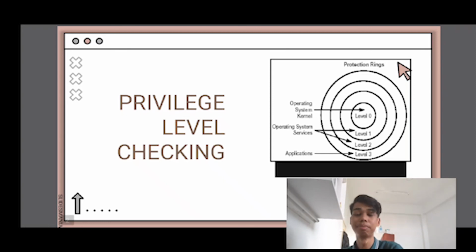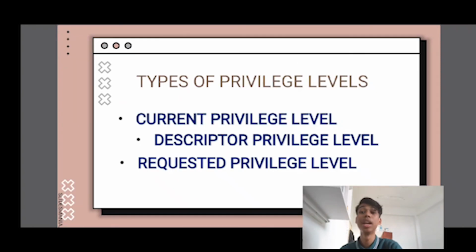Privilege levels are checked when the segment selector of a segment descriptor is loaded into a segment register. This shows that every level will be checked. So when the processor detects a privilege level violation, it generates a general protection exception, which is GP. To carry out privilege level checks between code segments and data segments, the processor recognizes the following three types of privilege levels. The first one is the current privilege level, which is CPL.